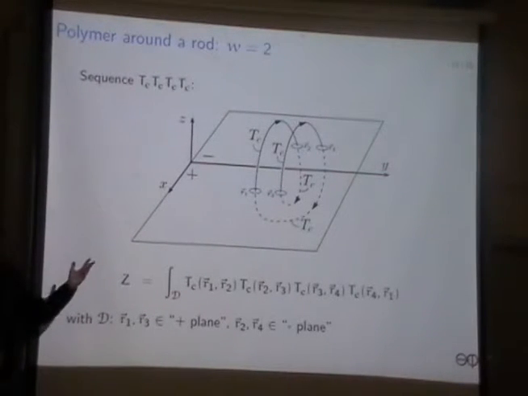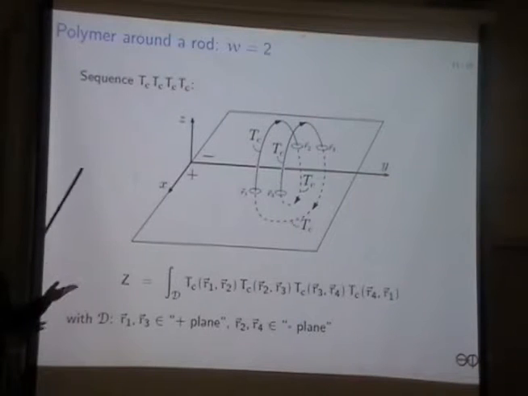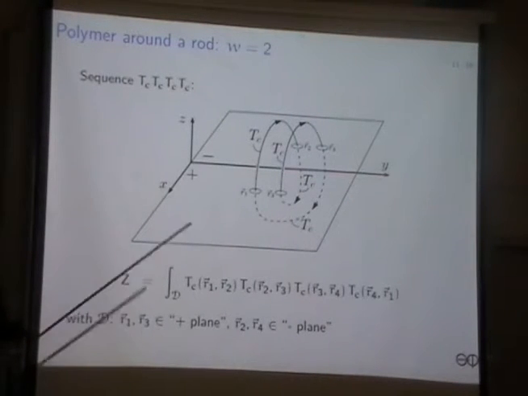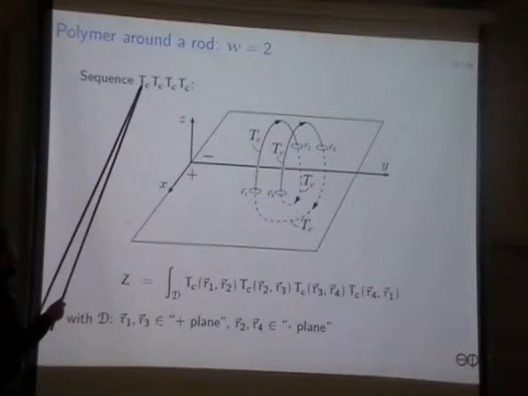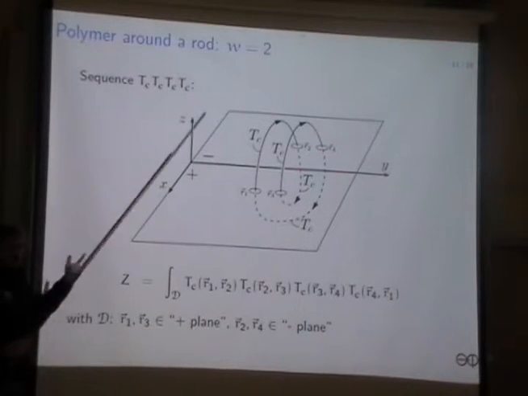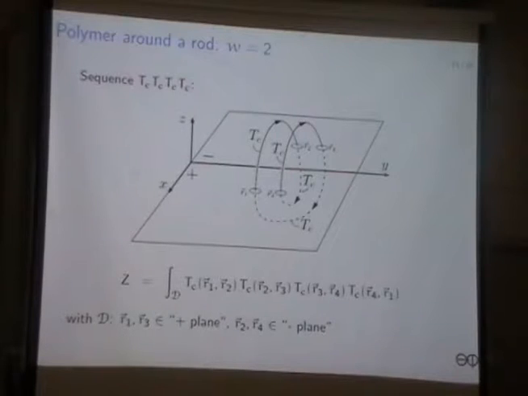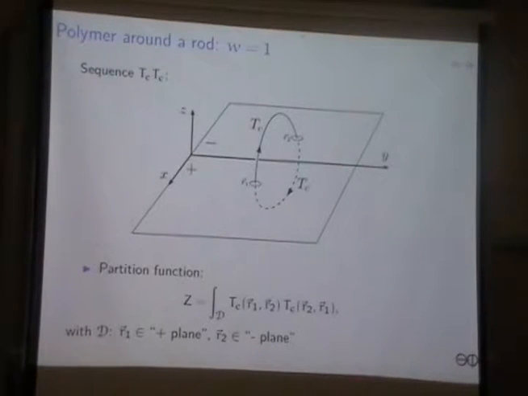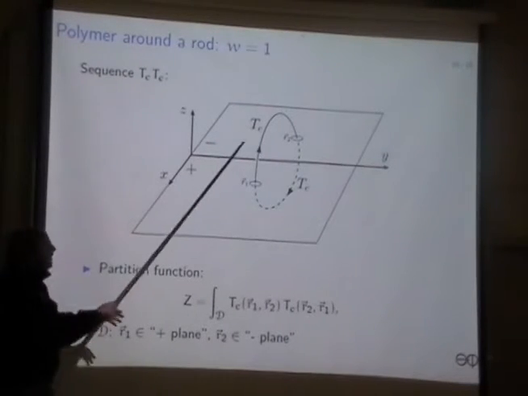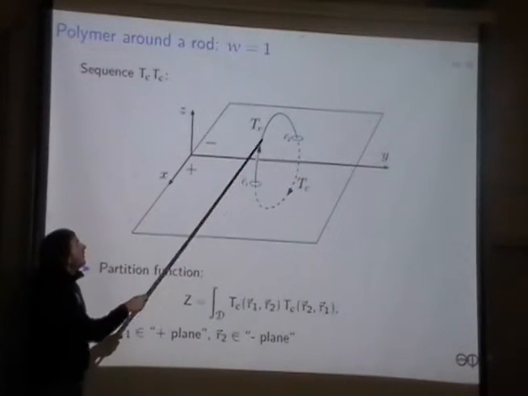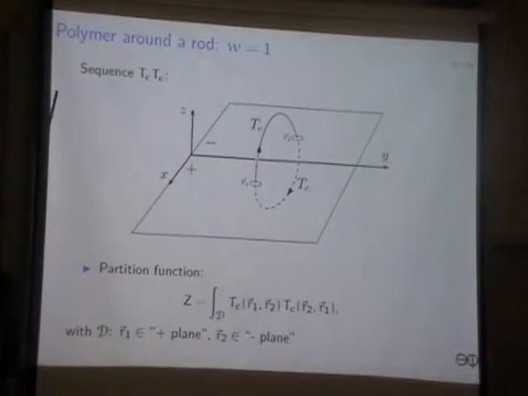Okay, so obviously the generalization is winding number W is just TC to the power of 2W, and then integrate over the correct integration domain. But now the question is, if I go back to this scenario, can I still find other piercings of these planes which leave the topology invariant? And the answer is yes.